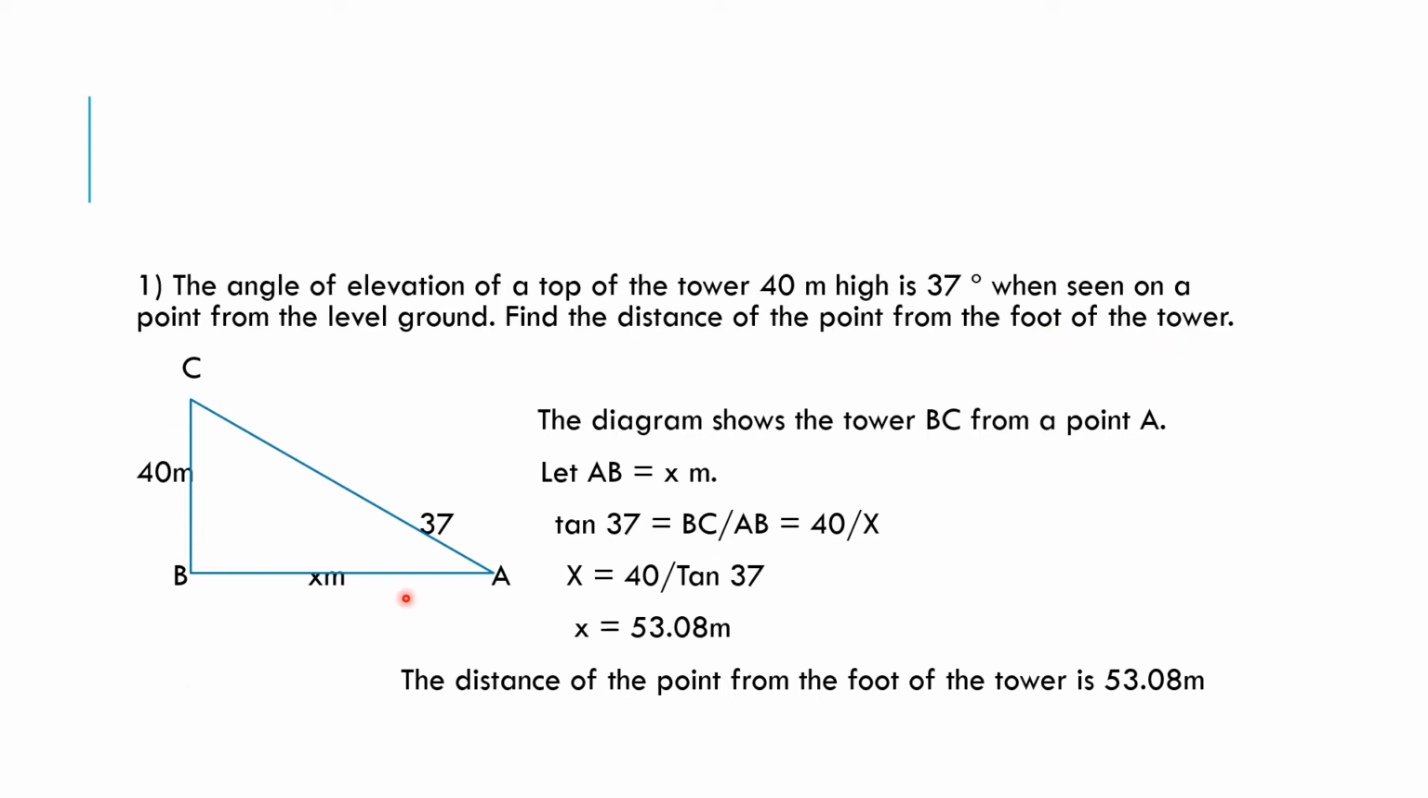We draw the figure where in triangle ABC, BC is 40, AB is X, which is unknown, and the angle at A is 37 degrees. The diagram shows the tower BC from a point A. Let AB be X meters. Tan 37 is BC over AB, that is 40 over X, and X is 40 over tan 37, so X is 53.08 meters. So the distance of the point from the foot of the tower is 53.08 meters.